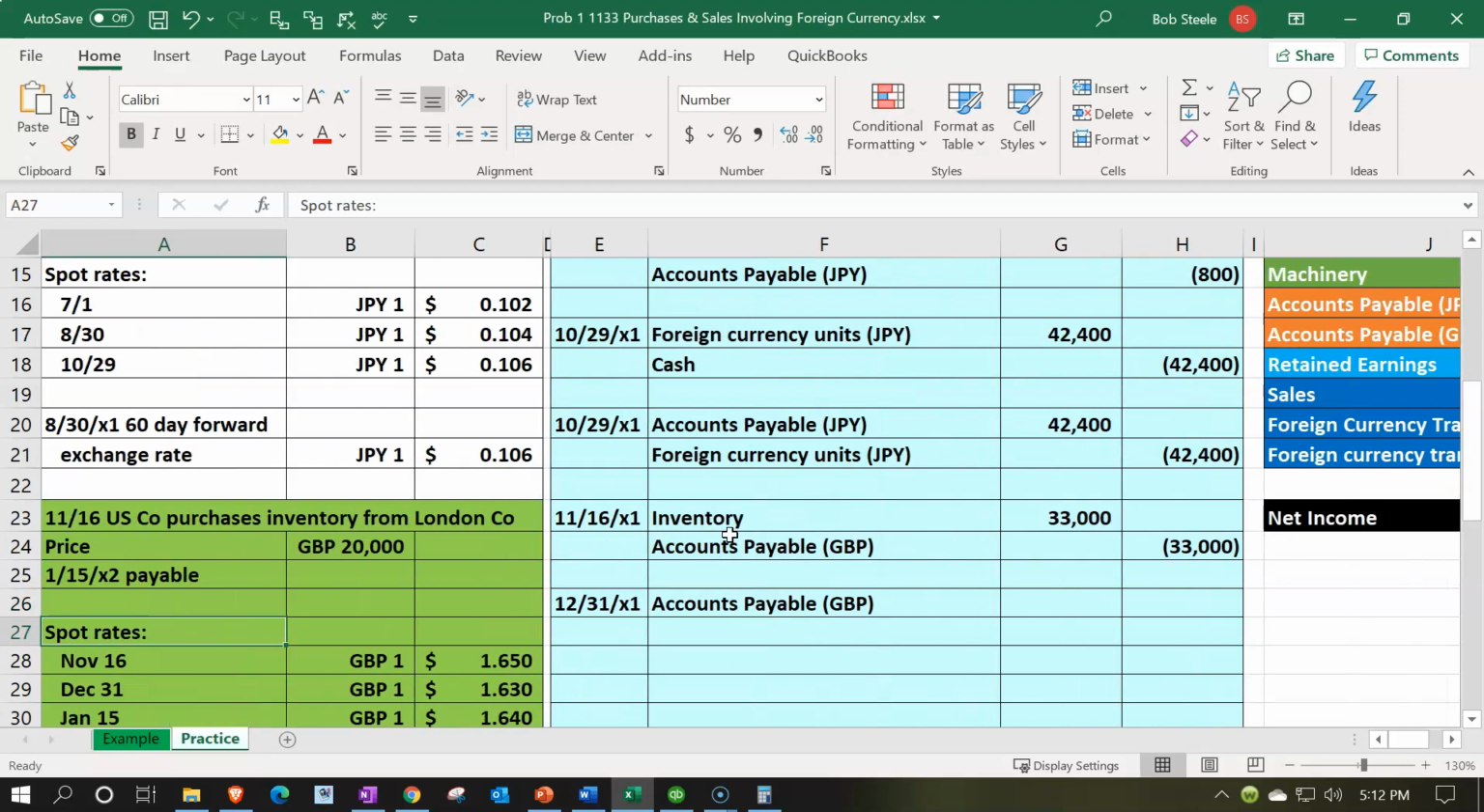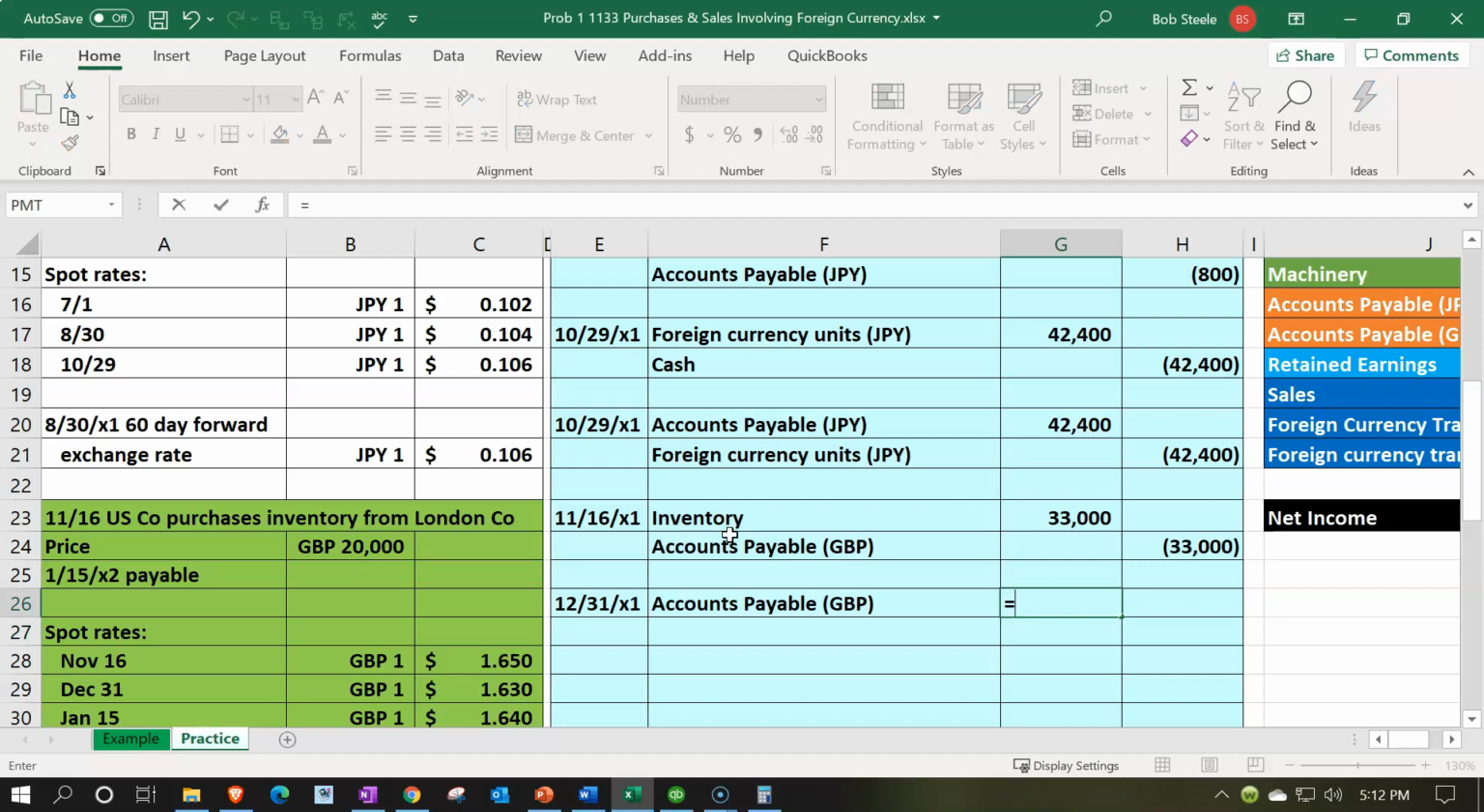And I'll do the calculation again. We could do the calculation this way. This could be equal to, I'm going to put brackets around the larger number minus the smaller number of the two exchange rates, so it becomes a positive number, times the 20,000. And there's our 400. That's going to be the debit.